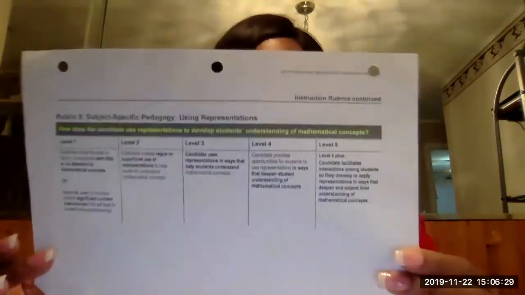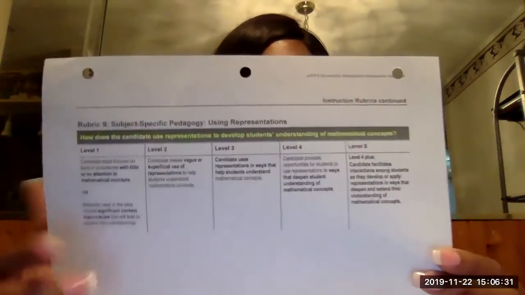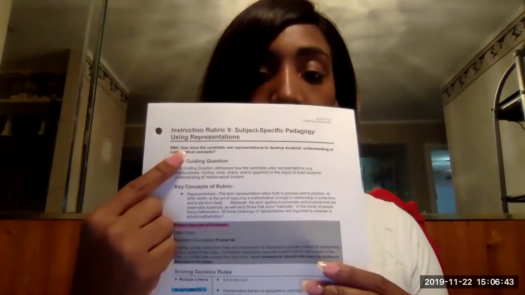From our handbook, rubric 9. And then we're going to go back to our URLP packet and remove the pages associated with rubric 9. And finally, we have rubric 10.